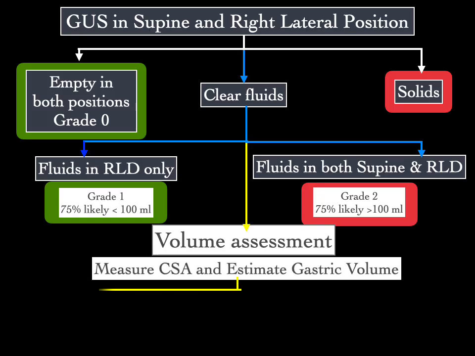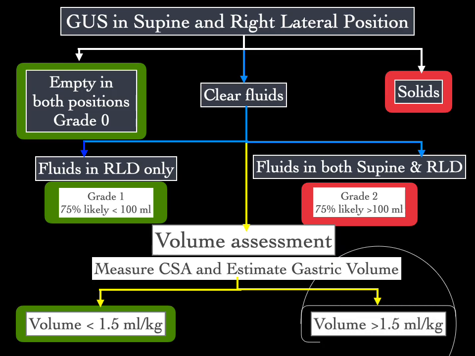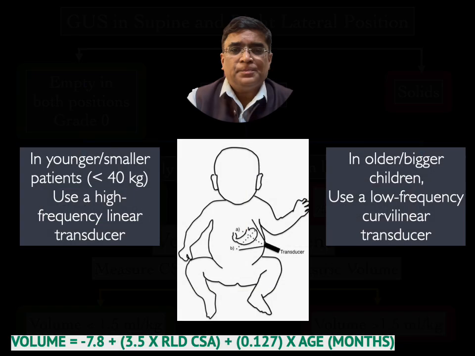Now, the semi-quantitative is you do it in two positions. Fluid present only in the right lateral, it is probably safe to proceed. Fluids in both supine and right lateral, it is not safe to proceed without adequate precautions. If you want to estimate, if you want to publish, etc., you can go ahead and do a quantitative assessment to check what is the residual volume of the contents in the stomach. Anything more than 1.5 ml per kg of residual content in the stomach is considered as high risk. Less than 1.5 is probably safe to proceed.